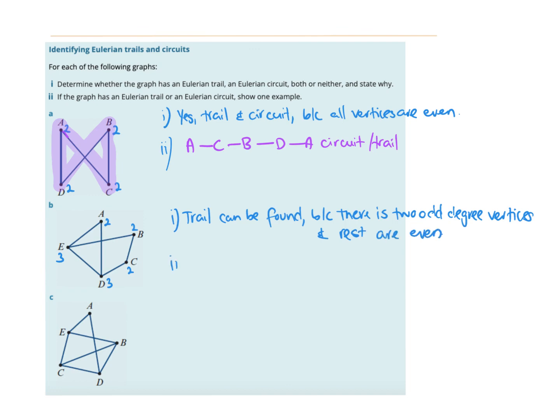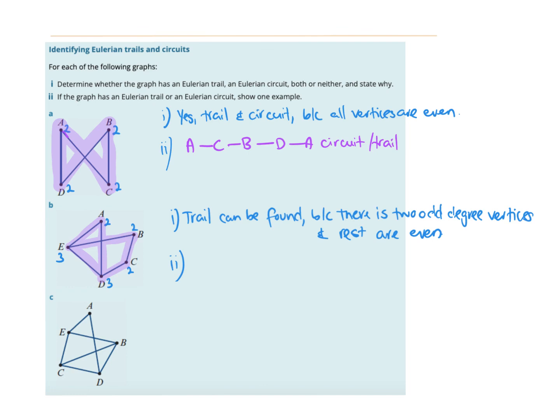Okay, and when you go to do a trail and you've got the odd degree ones, you need to start and finish at the odd one. That's the way it can happen. So I've got to pick one of the odd ones. I'll start with E, and I'm going to go E to A to D to C to B to E and D. There's a trail. You can see I started at an odd and I ended at the odd.